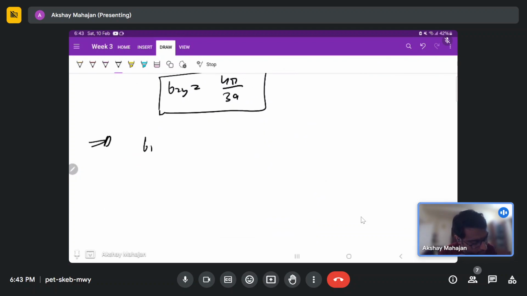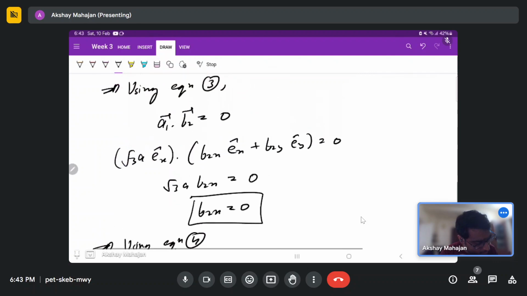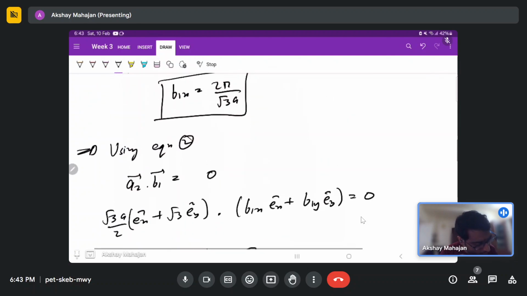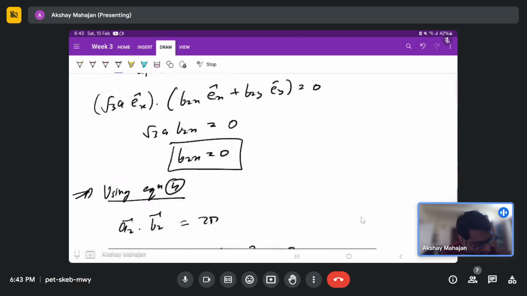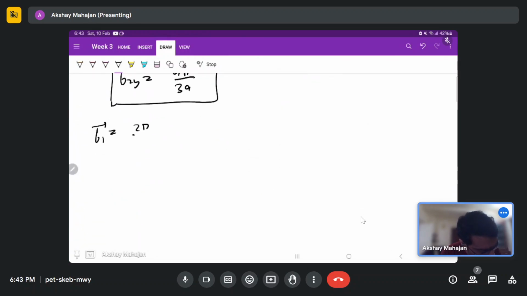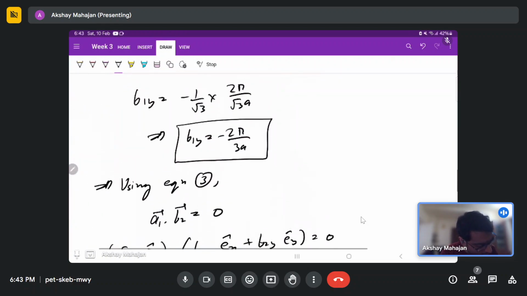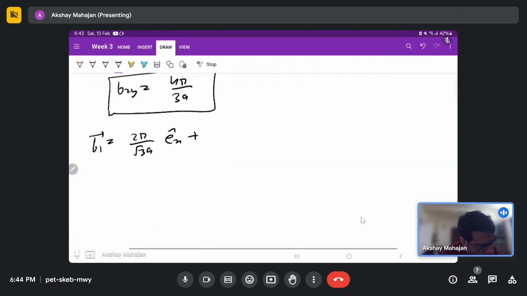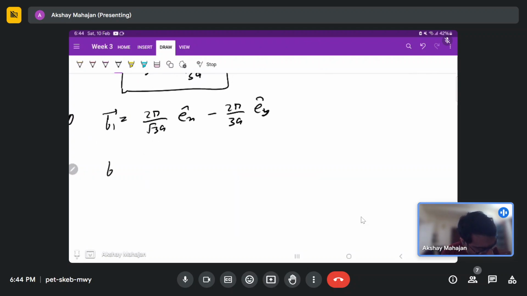So basically we have found that our b1 vector is equal to b1x ex cap, which is 2 pi by root 3a ex cap, plus b1y ey cap, which is minus 2 pi by 3a ey cap. Alright, and I can take 2 pi by root 3a common here, so it will be 2 pi by root 3a times ex cap minus 1 by root 3 ey cap.